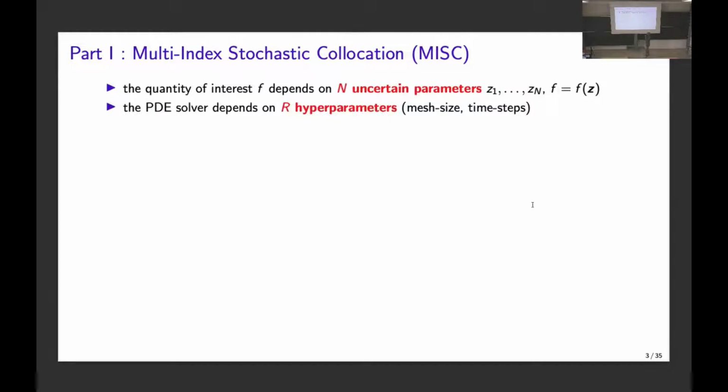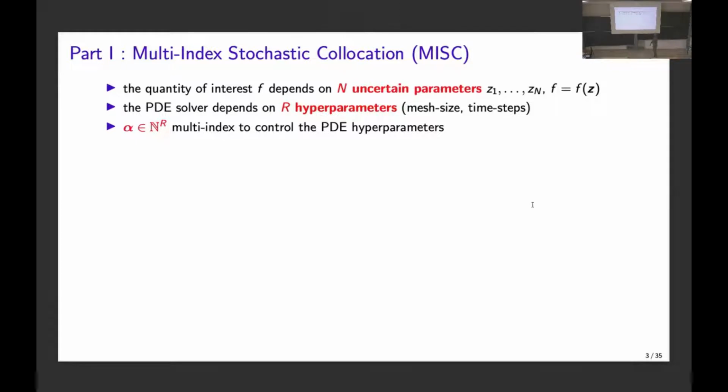And my PDE solver depends on a bunch of hyperparameters, R hyperparameters. It could be mesh size, time stepping, tolerances on non-linear solvers. It could be that I have the freedom to play with different mesh sizes along different directions. So I have a 3D problem. I want to have H1 along direction 1, H2 along direction 2. Depending on the situation, I have one or more hyperparameters.